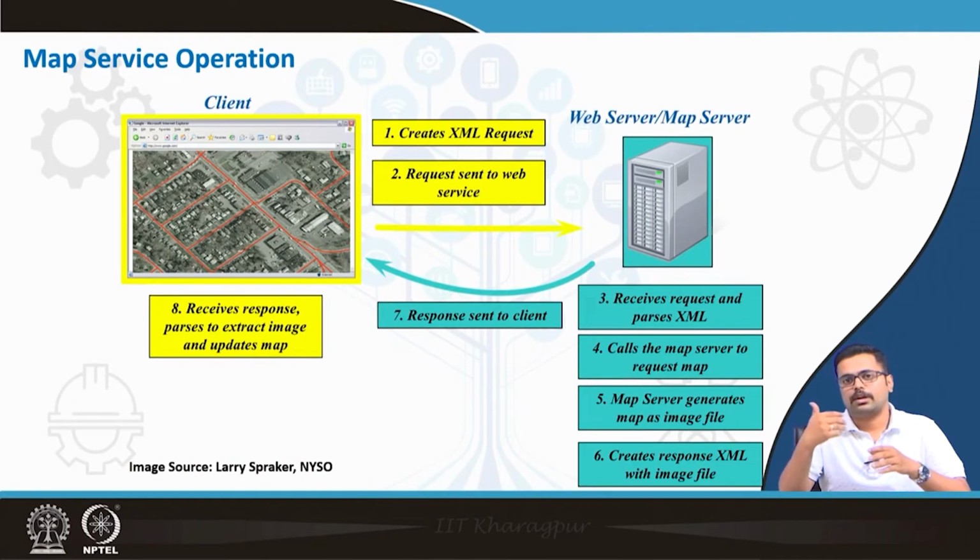Then the map server generates the map as an image file. This is very important. This is where we saw various kinds of services. So here, if it is an image, then directly it is nothing but a web mapping service. It creates a response in XML with the image file, and finally that will be delivered to the client. This is called client and server operation in terms of WebGIS.